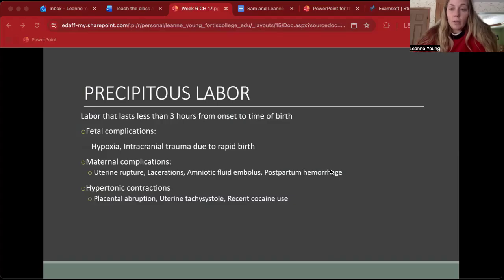Hypertonic contractions, too many contractions, can also cause placental abruption, uterine tachysystole. Some things that we see with that could also be cocaine use. If a woman used cocaine during her pregnancy, we sometimes will see hypertonic contractions. So these are some things we need to know about precipitous labor.